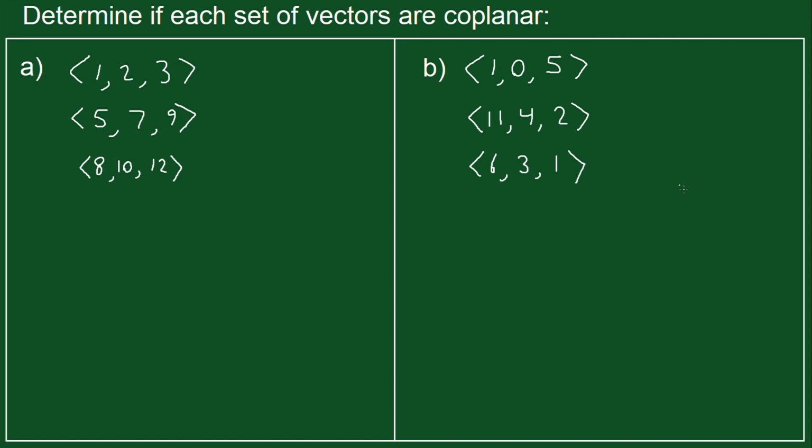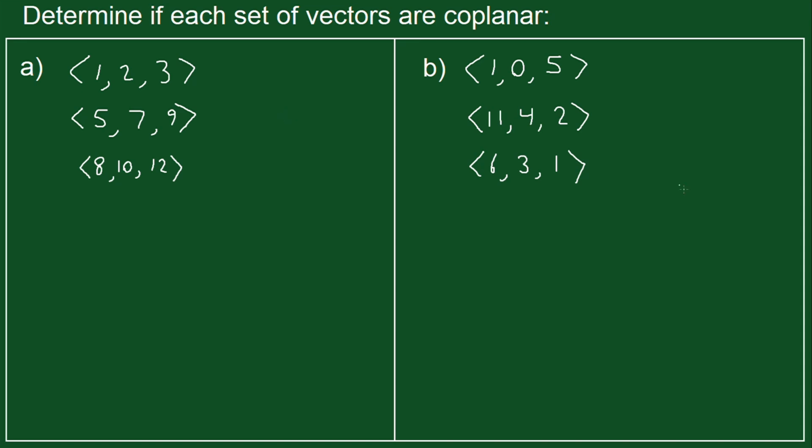We're given three vectors and we have to figure out, can they exist on the same plane? Do they all exist on the same plane? How do we do this? Well, we can use our cross product and dot product to help us out. And this is actually what we call the scalar triple product, or STP.